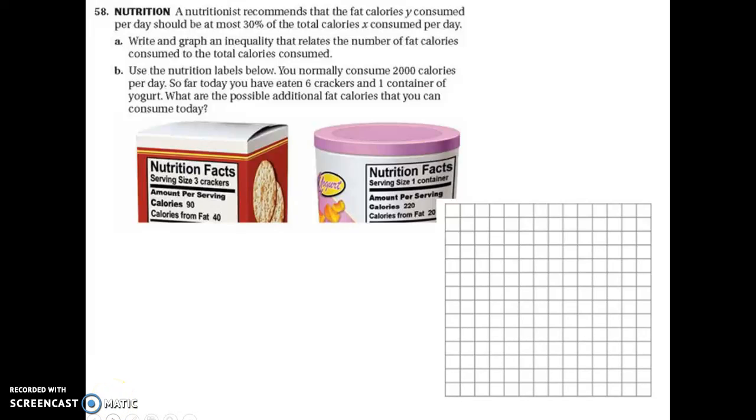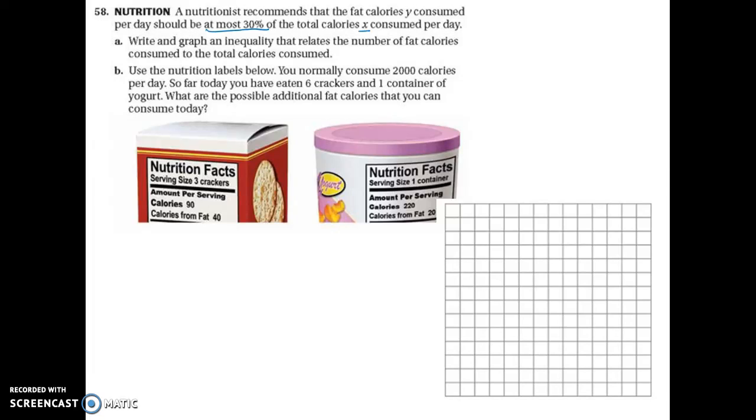This problem is number 58, located on page 353 of your textbook. A nutritionist recommends that the fat calories, which they already assigned as Y, consumed per day should be at most 30% of your total calories.